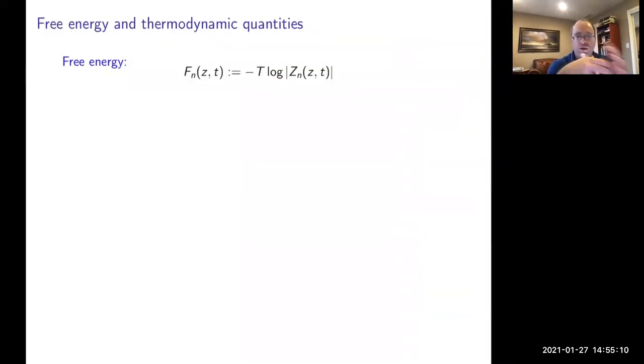So when you have the partition function, physicists also define the free energy, which is again a function of your field-like variable z and your temperature-like variable t. It's defined to be minus t times log of the absolute value of your partition function. One reason people do this is that this is a more natural thing to work with when we try to take the limit as n goes to infinity, but it shows up in physics independently.